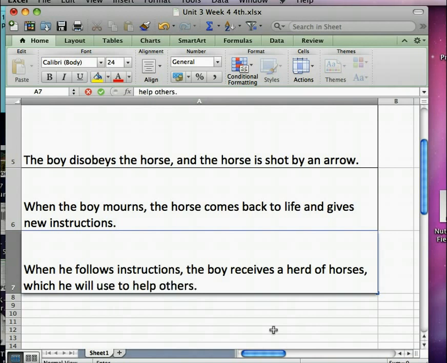Okay? Now, with that being said, what do you think the author's main purpose was in writing the story? Remember, you have the choices of to inform, to entertain, to persuade. What was the author's purpose here?